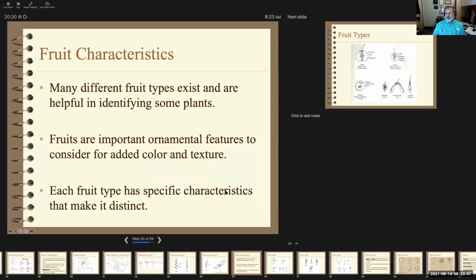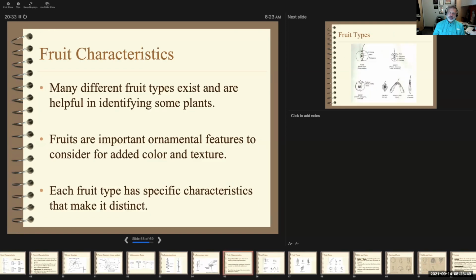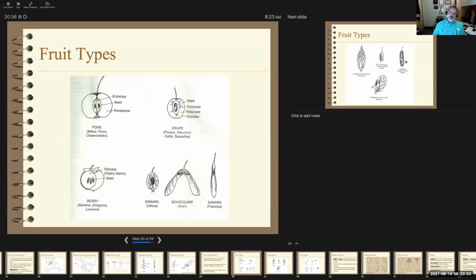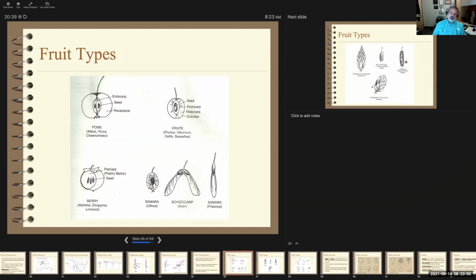And the same is true with fruit. Many different fruit types exist and are helpful in identifying plants. And just knowing a few of the different fruit types is important. What do we call these different fruit types? I think a lot of you are familiar with this schizocarp down here, which is what we typically call a whirlybird that you might see on a maple.